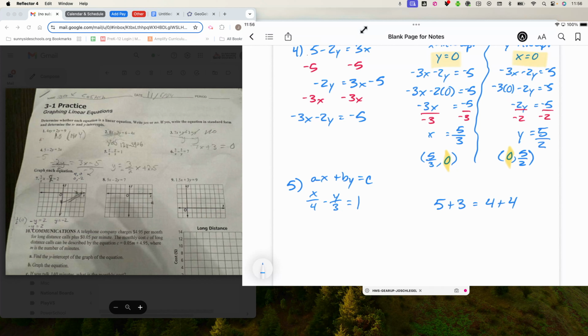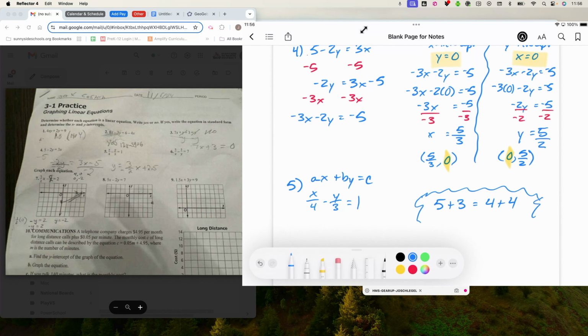So over here on the right, if you look at this piece, that's a true statement. 5 plus 3 is equal to 4 plus 4, because they would both be equivalent to 8, yes? And so a conversation that I like to have with students is, what would happen if I added 7 to that side? Well, that would make 15. And if I added 7 to that side, that would also make 15.